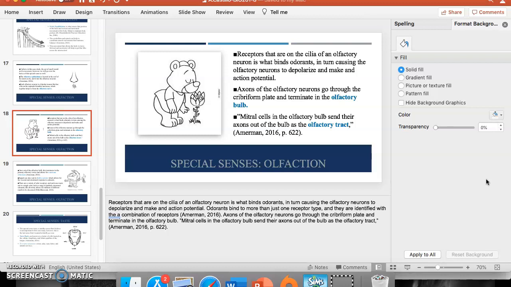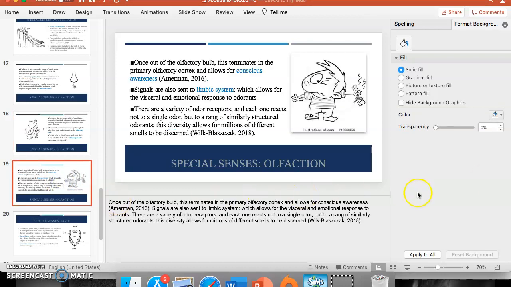Axons of the olfactory neurons go through the cribriform plate and terminate in the olfactory bulb. Mitral cells in the olfactory bulb send their axons out of the bulb as the olfactory tract. Once out of the olfactory bulb, this terminates in the primary olfactory cortex and allows for conscious awareness. Signals are sent to the limbic system again, which allows for the visceral and emotional response to these odorants.